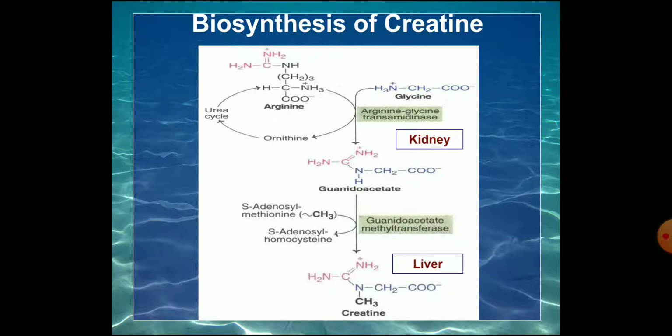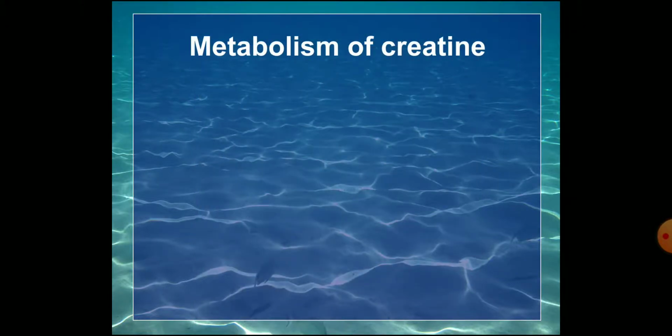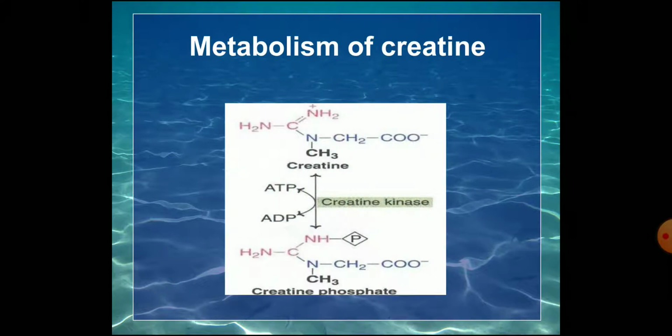So the first reaction is taking place only in the kidney, not in the liver. The second reaction, that is the transfer of the methyl group to the guanidoacetate to form the creatine, is taking place in the liver. So now we have synthesized the creatine, that is finally synthesized in the liver. So what happens to the creatine?